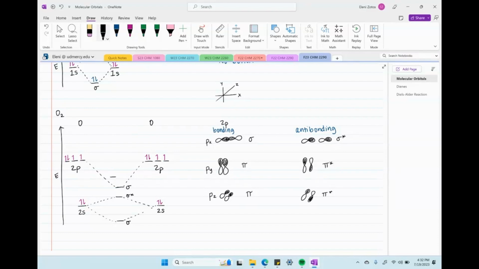Now, the two pi molecular orbitals are the same energy as each other, so we'll put those in the same energy plane. And then we can draw the opposite, where we have the pi antibonding orbitals of the same energy. So these are pi star, and the sigma antibonding orbital.